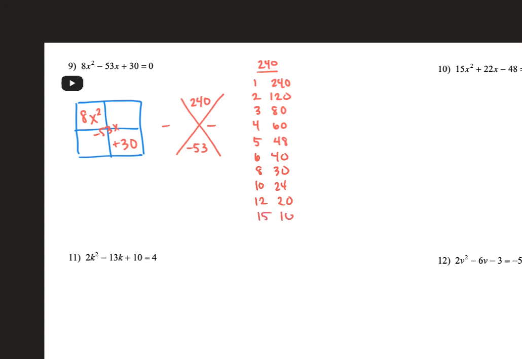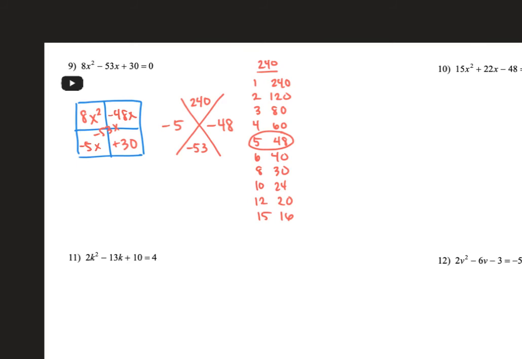And 15 and 16. Okay, looking at our list, we're looking for the pair that adds to make negative 53, and that's going to be 5 and 48. 48 plus 5 is 53, and 5 times 48 is 240. So this is negative 5x and this is negative 48x. And now we can get the outside.